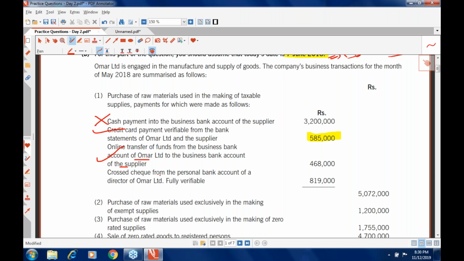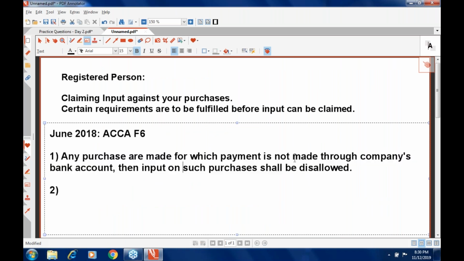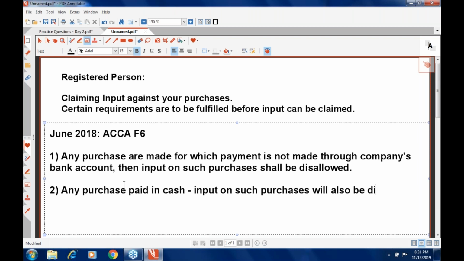The third thing is, it says cross check from the personal bank account of a director of Omar Limited, fully verifiable. Unfortunately, you cannot claim input against this. As I mentioned here, if purchases are made for which payment is not made through the company's bank account, then input on such purchases shall be disallowed. Furthermore, any purchases paid in cash, input on such purchases will also be disallowed.